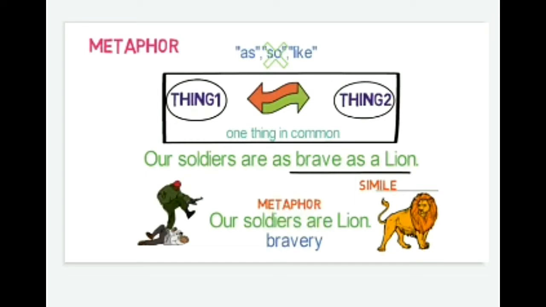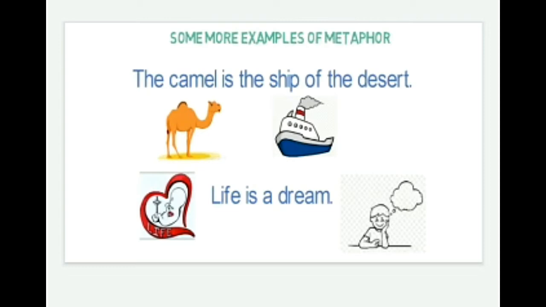Some more examples using metaphor. The camel is the ship of the desert. Here the camel is compared to a ship. Both things are compared but not using as, like or so. That is called metaphor. Life is a dream. Life is one thing and a dream is another, compared without using as or like. That is metaphor.